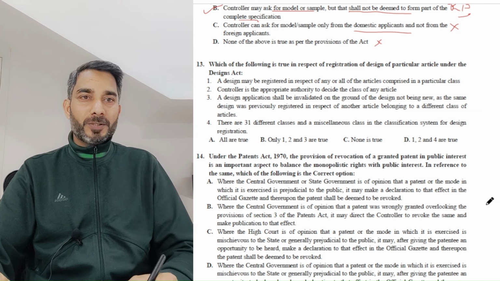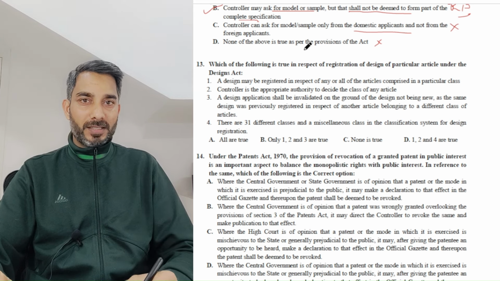Which of the following is true in respect of registration of design of a particular article under the Design Act? A design may be registered in respect of any or all articles comprised in a particular class.